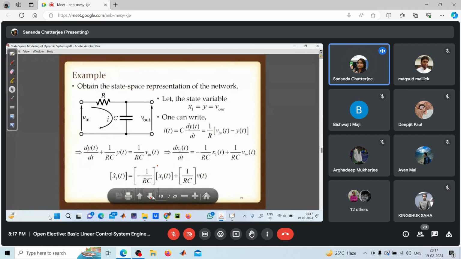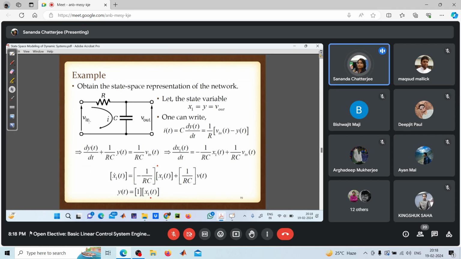Now let us take an example of an RLC circuit. Here, let us first take an RC circuit. We are providing an input V in, and through this RC circuit we will only measure the output voltage across this capacitor.